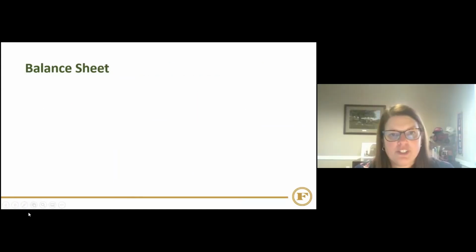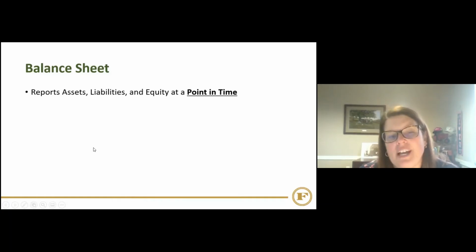So we just finished using income statements to look at the past. Now it's time to see where you are now. The financial statement we use to do that is the balance sheet. A balance sheet reports assets, liabilities, and equity, also known as net worth. I'll use that term interchangeably, equity or net worth.